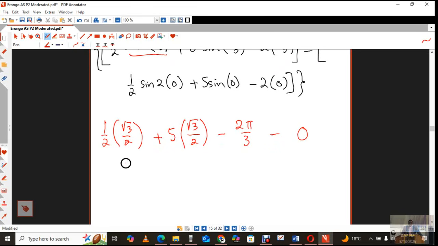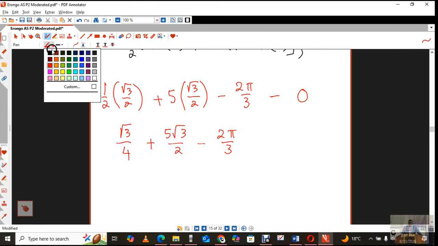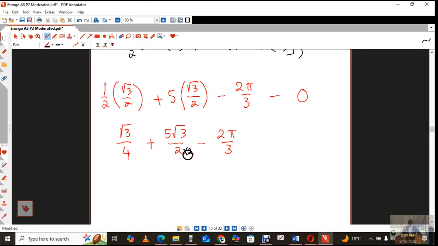So first of all, this is root 3 over 4 plus 5 times root 3 over 2 minus 2 pi over 3. That pi, I'm going to leave it there as an attachment. So I'm going to take these two fractions. I'm going to make the denominators the same by multiplying here by 2, so it can be 4. And I'm also going to multiply here by 2. So I have root 3 over 4 plus 2 times 5, that is 10.